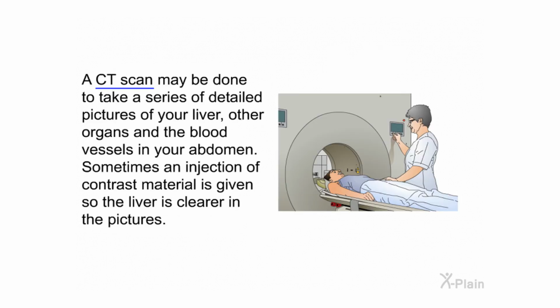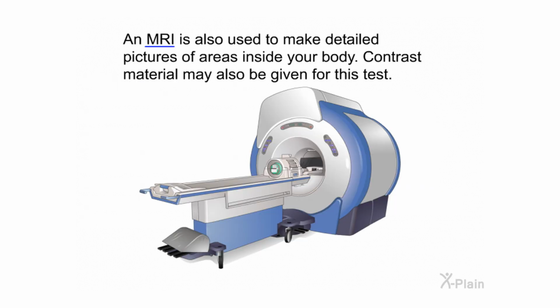A CT scan may be done to take a series of detailed pictures of your liver, other organs, and the blood vessels in your abdomen. Sometimes an injection of contrast material is given so the liver is clearer in the pictures. An MRI is also used to make detailed pictures of areas inside your body. Contrast material may also be given for this test.